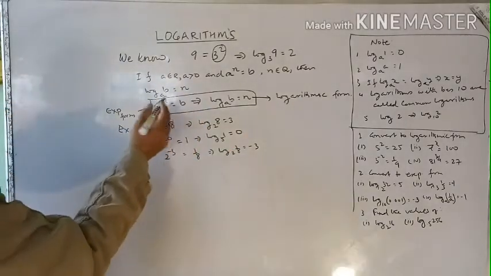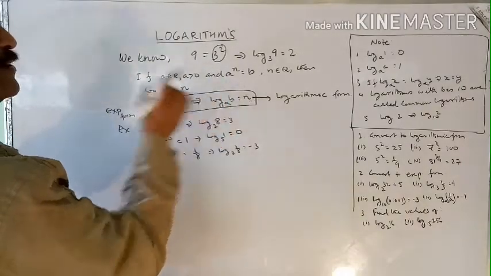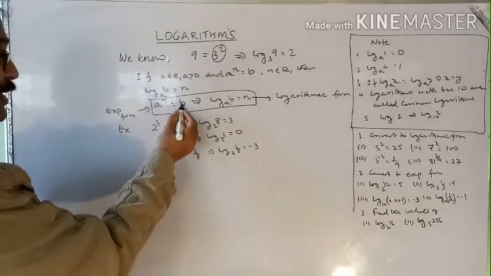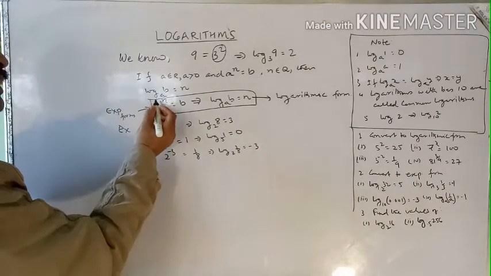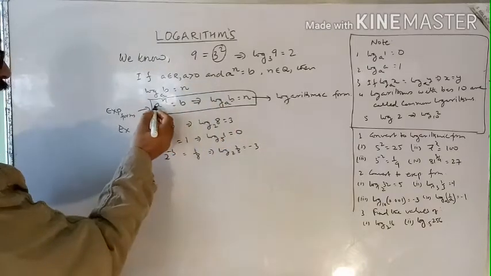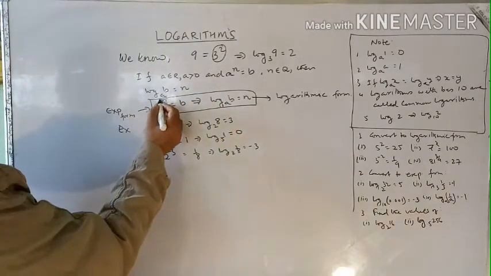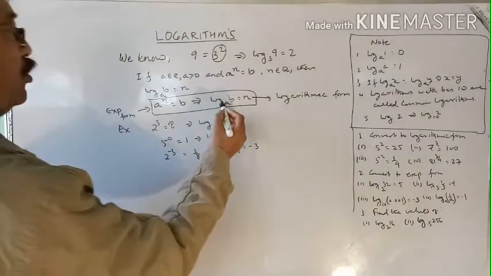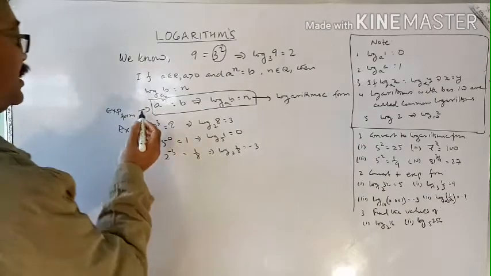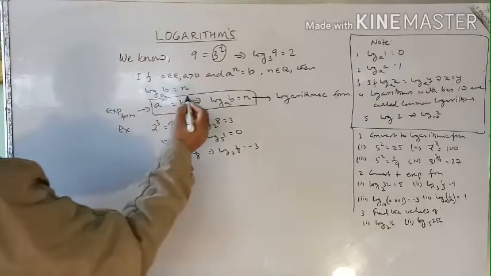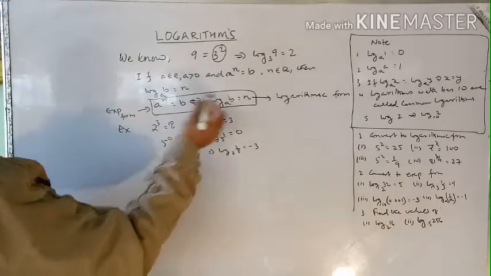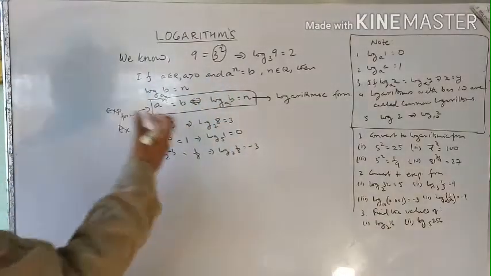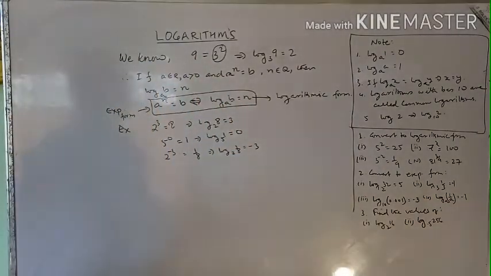So you can convert exponential form to logarithmic form. So how do you convert it? So b is equal to a to the power n. So log of b to the base a is n. So the exponent is the logarithm of this number to the base a. So this is called logarithmic form and this is called exponential form. So you can convert both ways, exponential form to logarithmic form, or logarithmic form to exponential form.